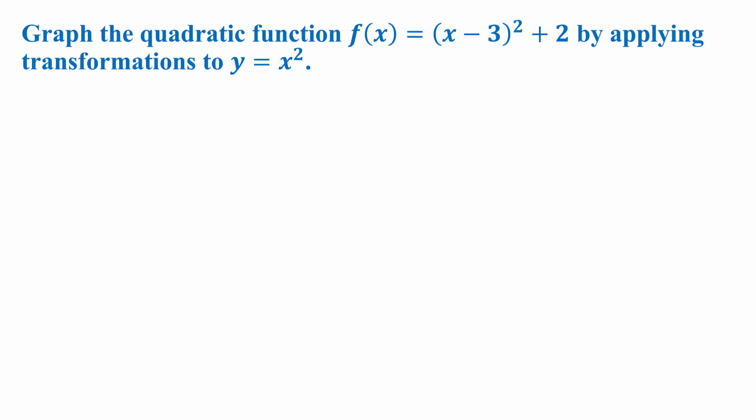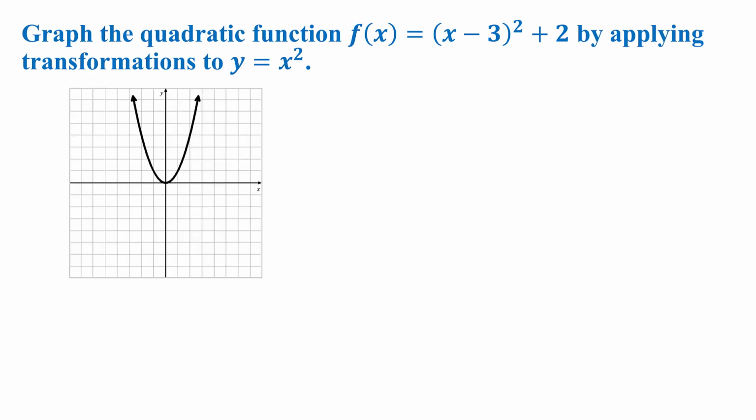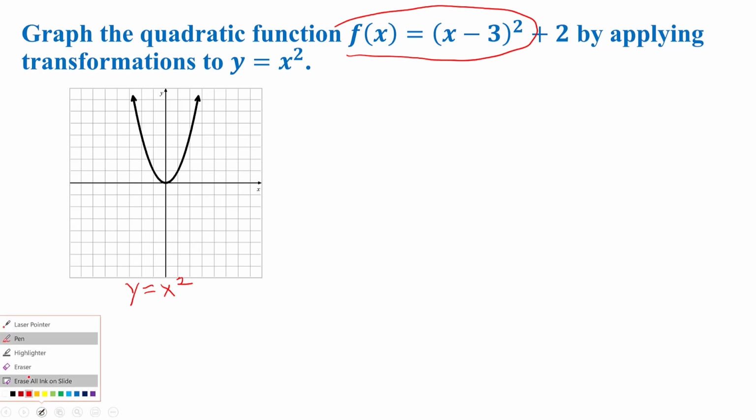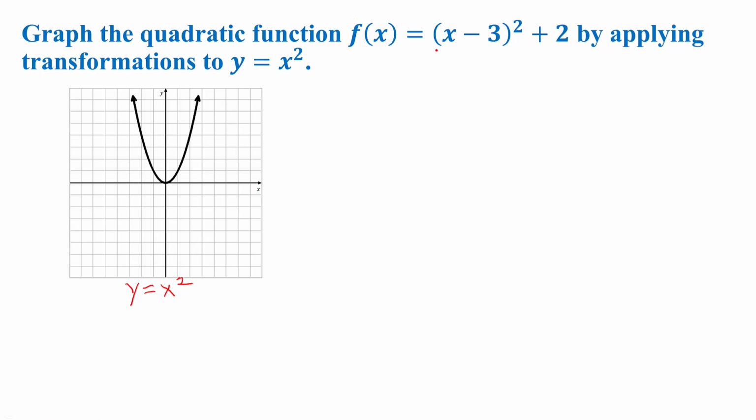But let's take a look at how we would start with y equals x squared, which we have right here. And we're going to do some transformations to the graph of y equals x squared until we end up with f of x equals (x minus 3) squared plus 2. So the first thing we want to do, and we've just been talking about transformations in class, is look inside at the input to the function, and we have x minus 3 there.